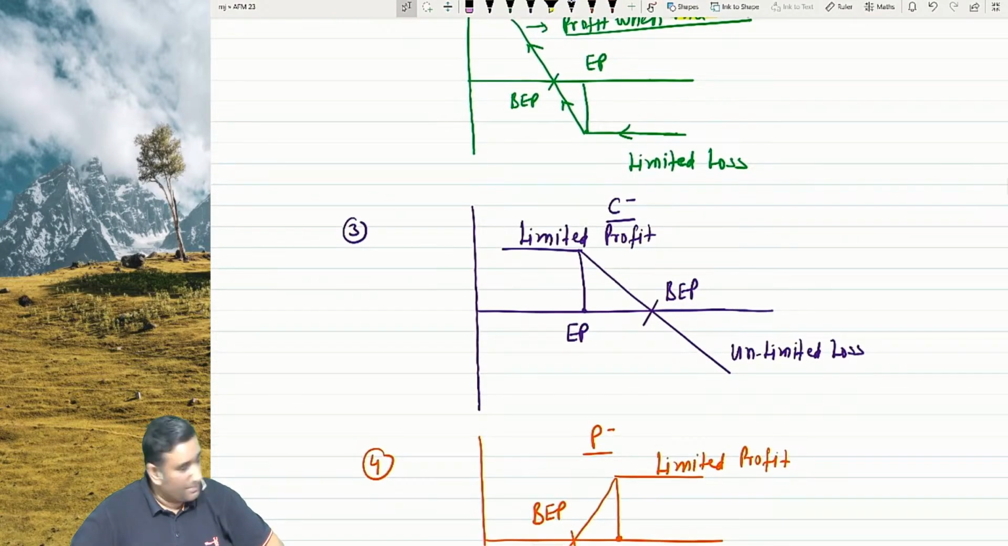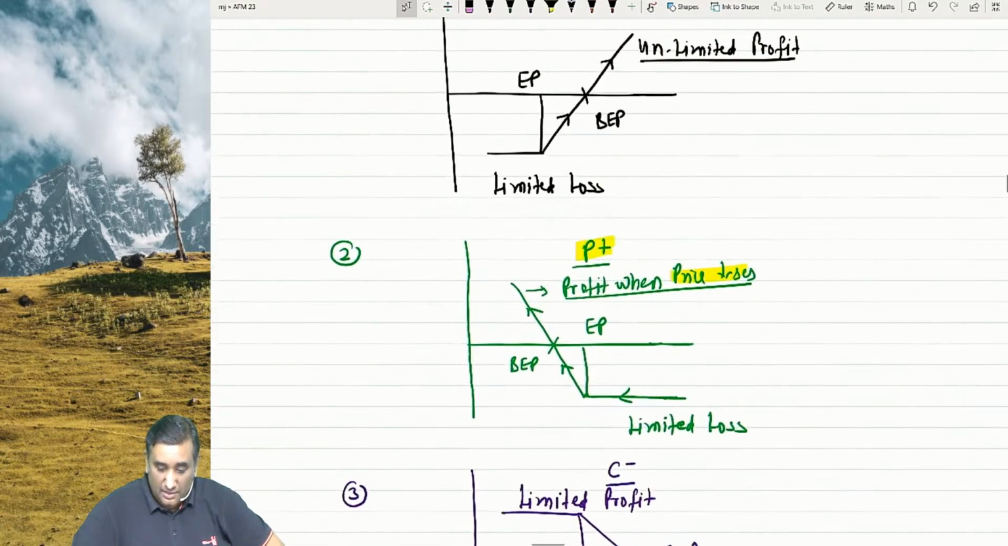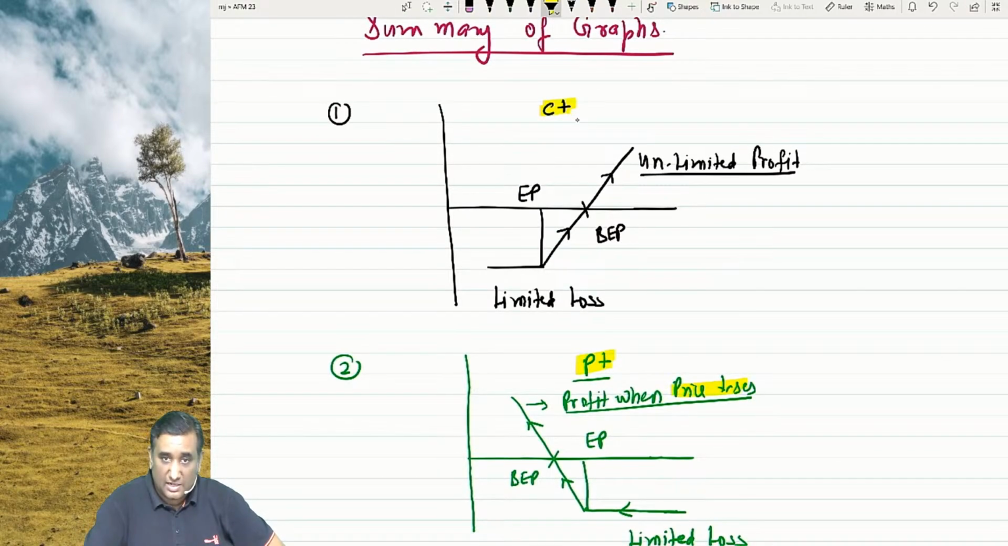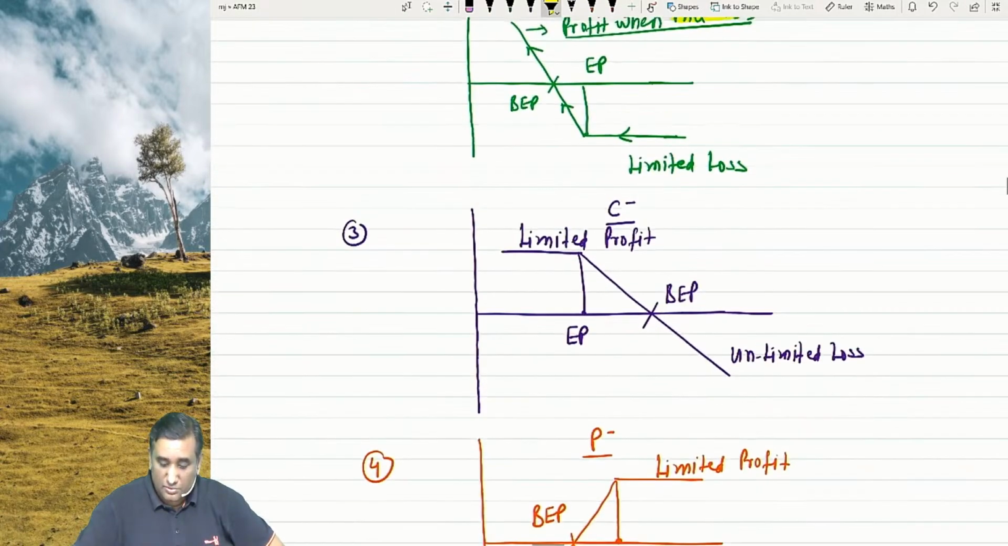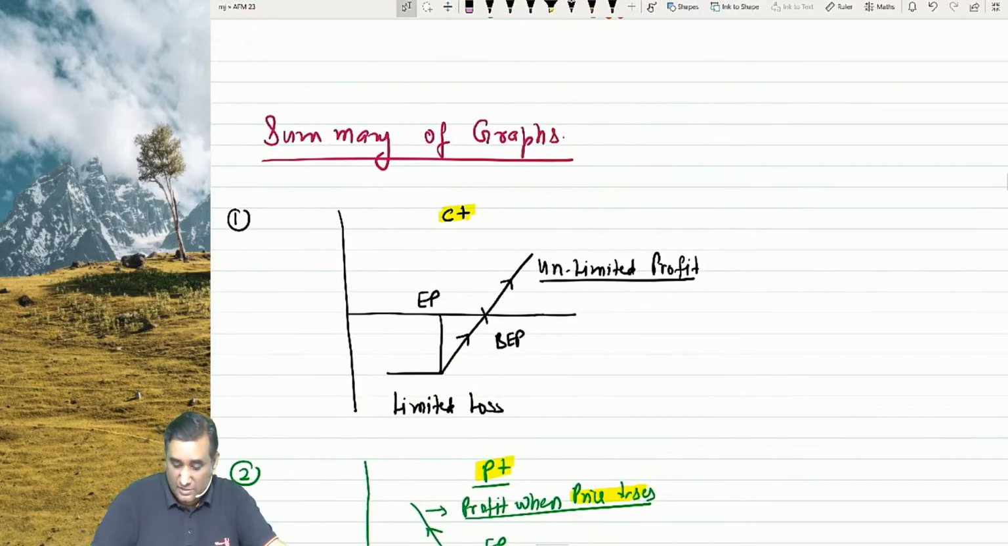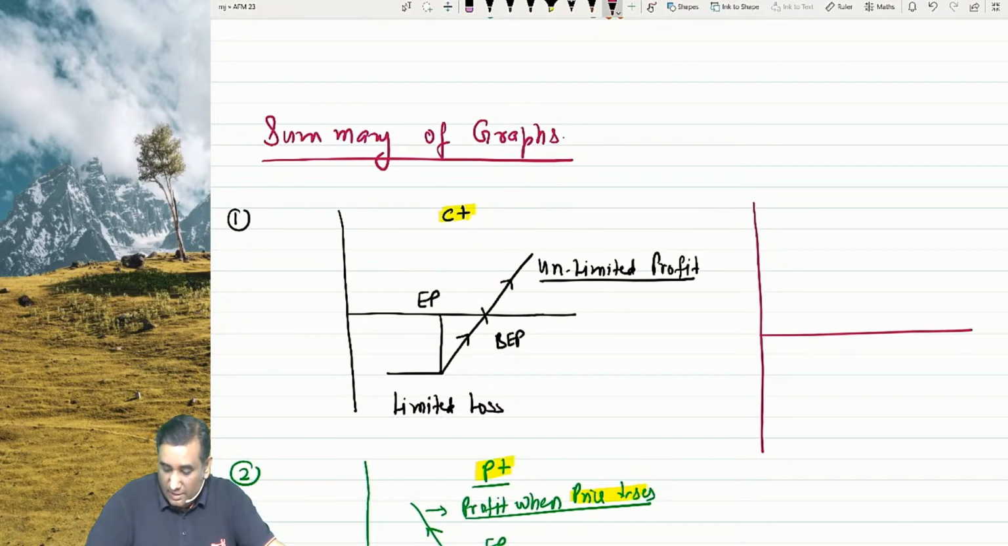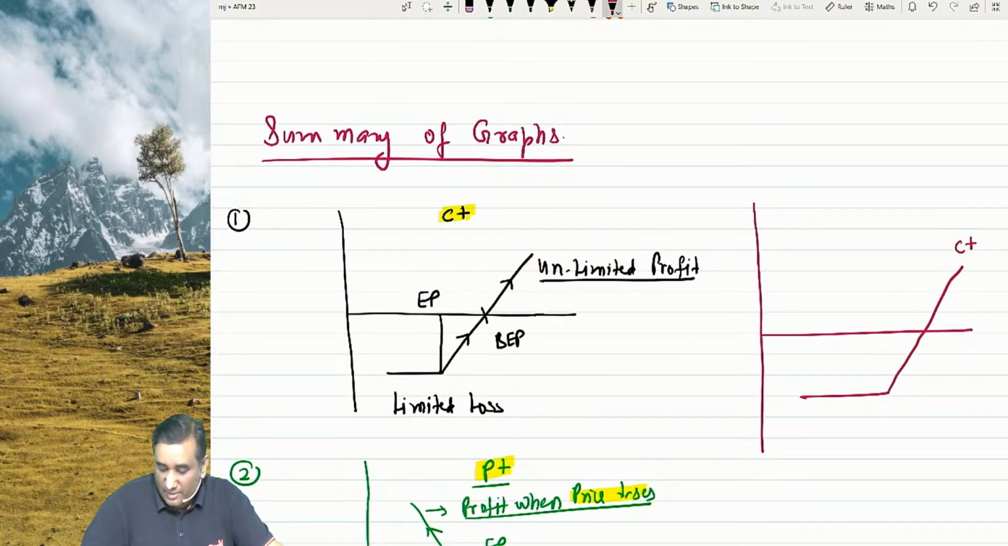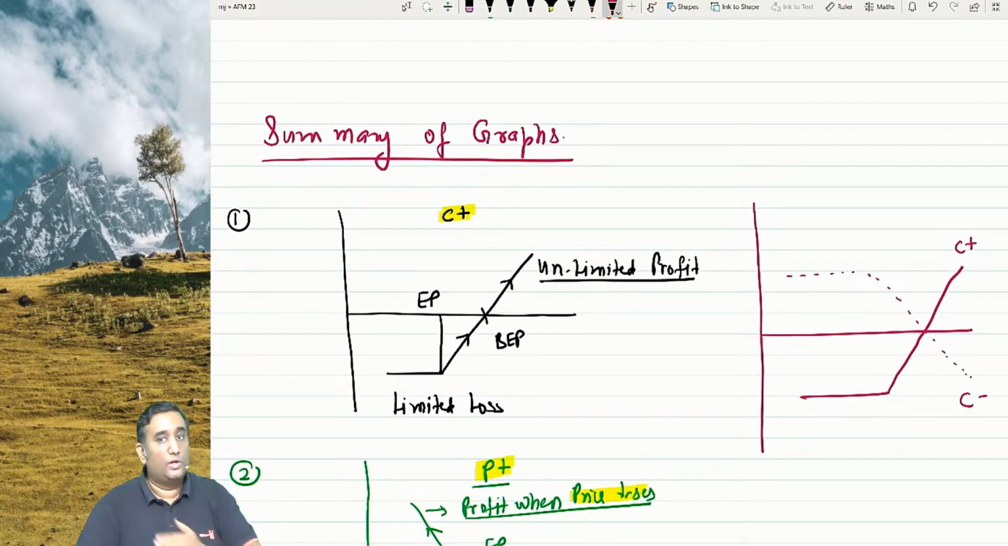This graph is C minus writer. Actually, if you look at it, C plus is gaining, so the writer would be what? Losing. If you try to combine these graphs, generally what you'll find in the books is, if let's suppose this is C plus, the holder will make a profit, the writer will be in loss, and the writer will be in profit when the holder is in loss. And this is the C minus writer graph. So if the holder is upside, the writer is downside.